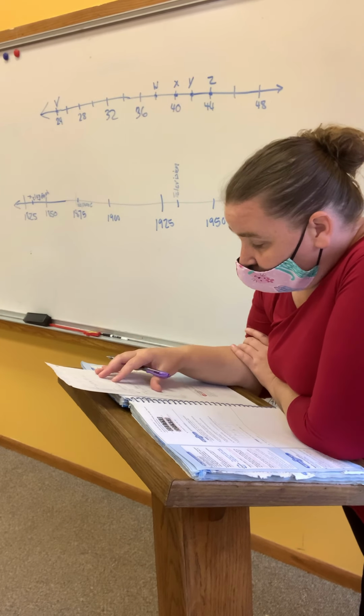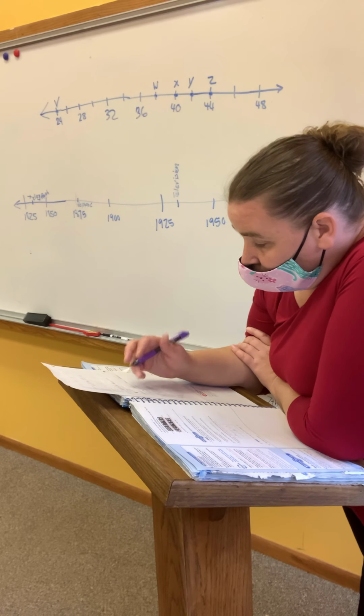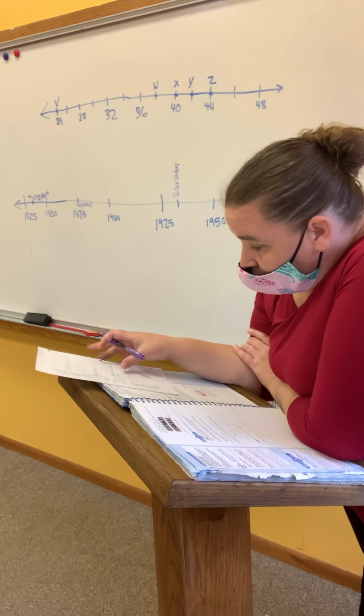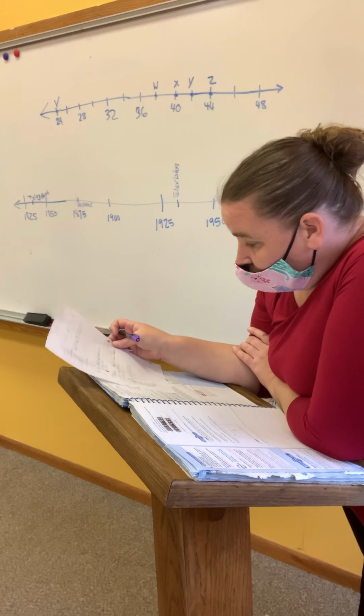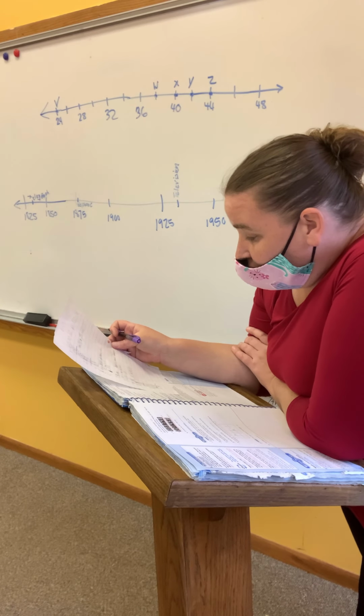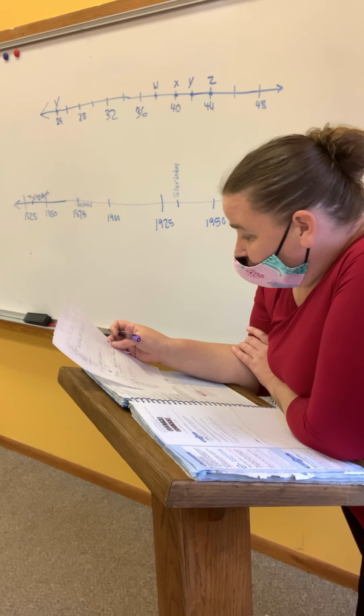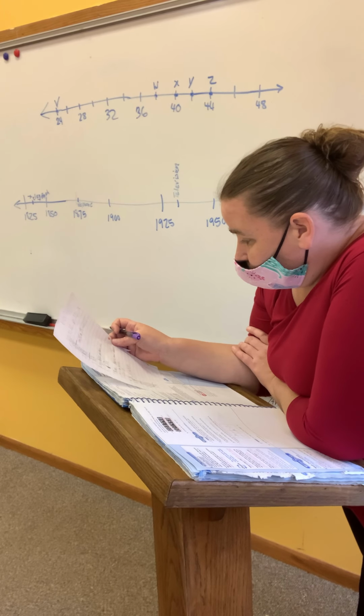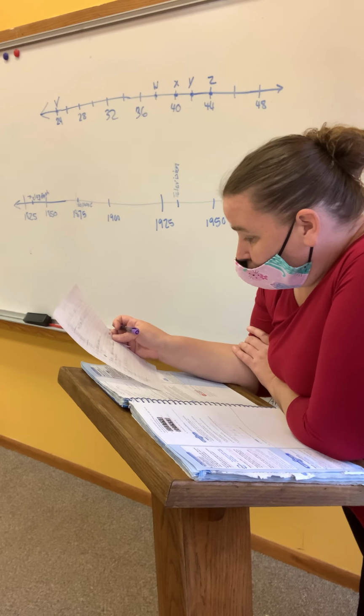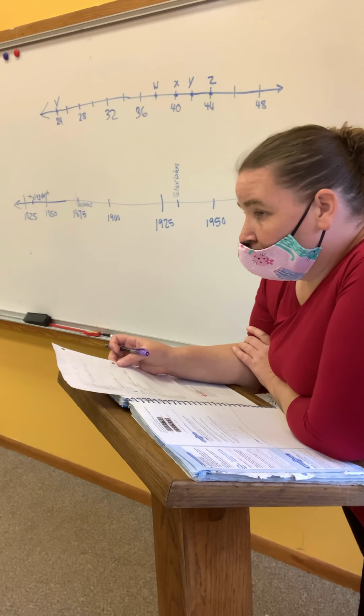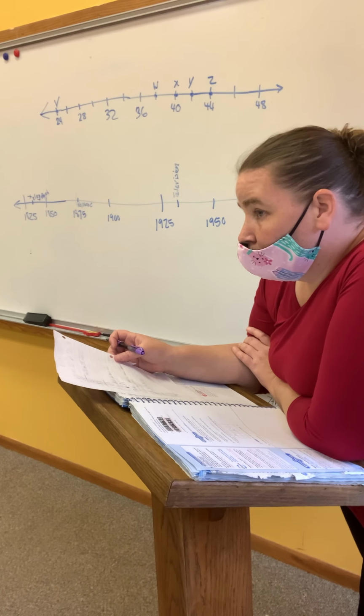Number 6 is 50 cents. Number 7 is 35,694. Written in words, too. Did you guys write it in words? Do you need me to write it on the board? Yes.